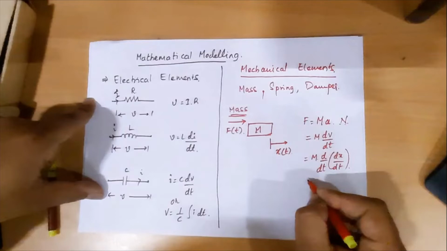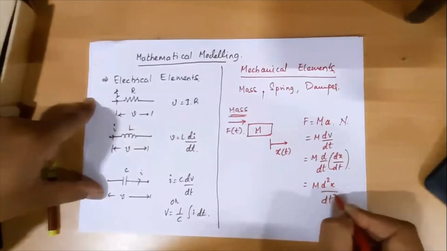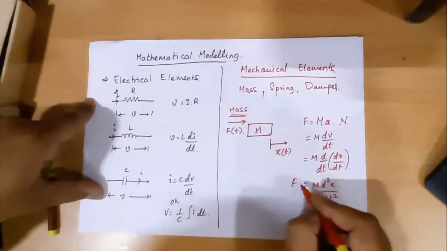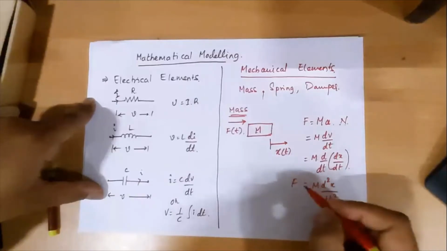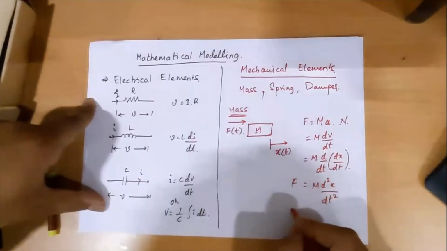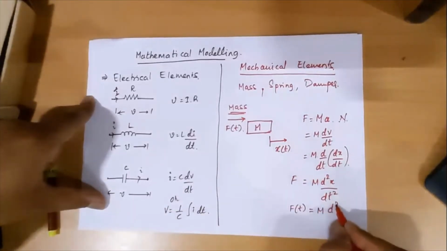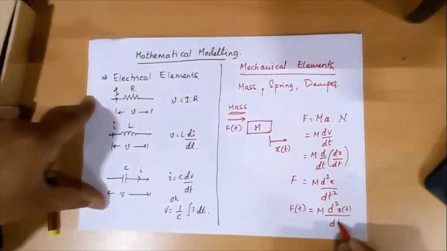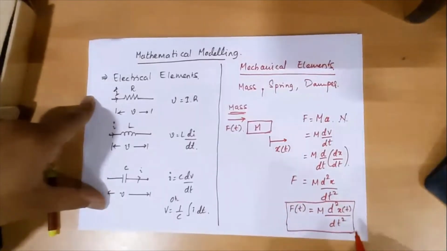So what will be the final expression? F is equal to m into d square x by dt square. If you rewrite with the t term, as a function of time, the expression changes to f of t equal to m into d square x by dt square. Fine. So this is the mathematical model of the mass.